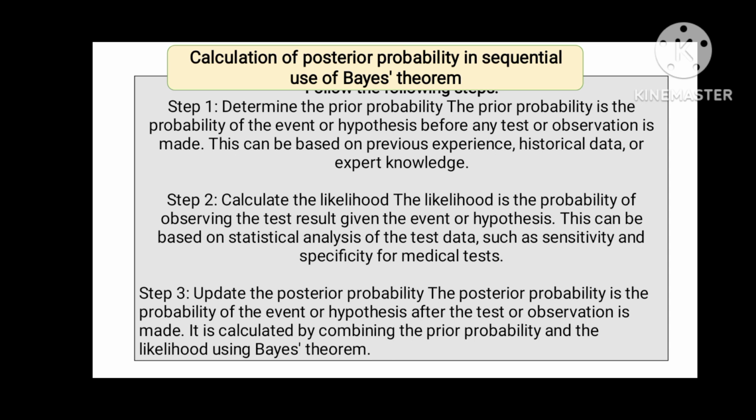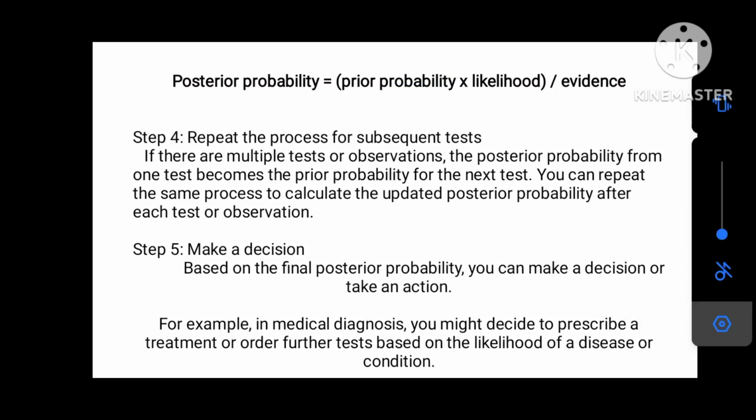So first we need to determine the prior probability, and then we need to find out the likelihood, and then we need to update that probability by using that prior and likelihood. And then step 4, repeat. Now what is the difference between the Bayesian theorem alone and this sequential use of Bayesian theorem? Step 4, that we need to repeat for subsequent tests. Okay, because today's posterior is tomorrow's prior.